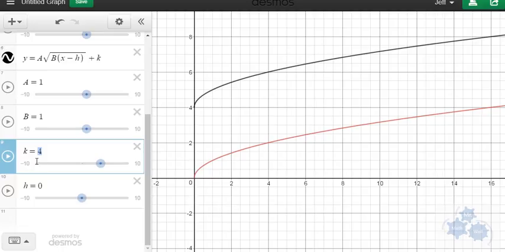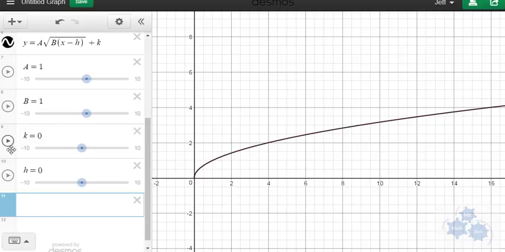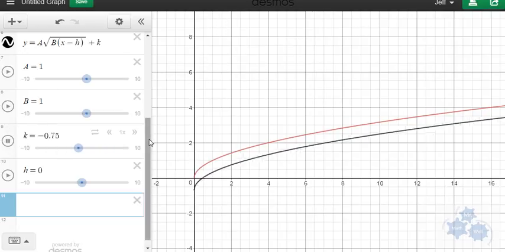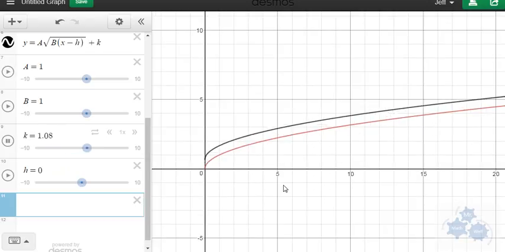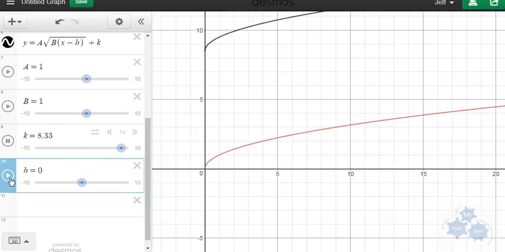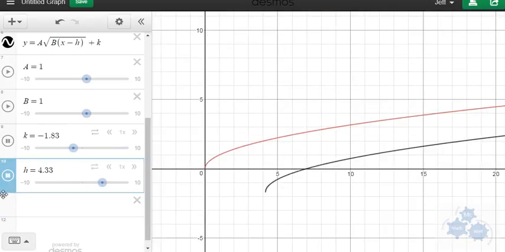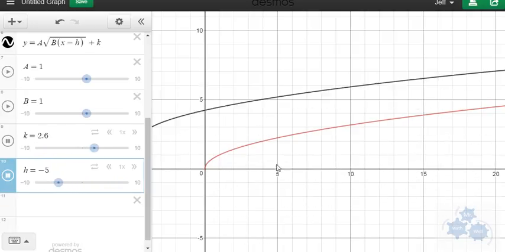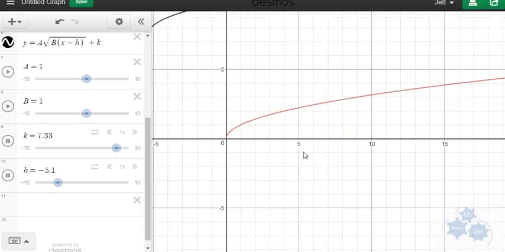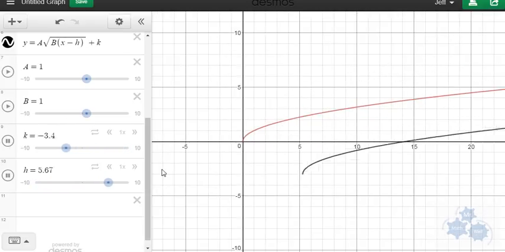Okay, watch this. So we're going to take this back to 0, and I'm going to play it. There you go. So it's going up to 10 there. Let me just zoom out a bit. Okay. And of course, when h is played as well, see, it goes left, right. Everyone see that?